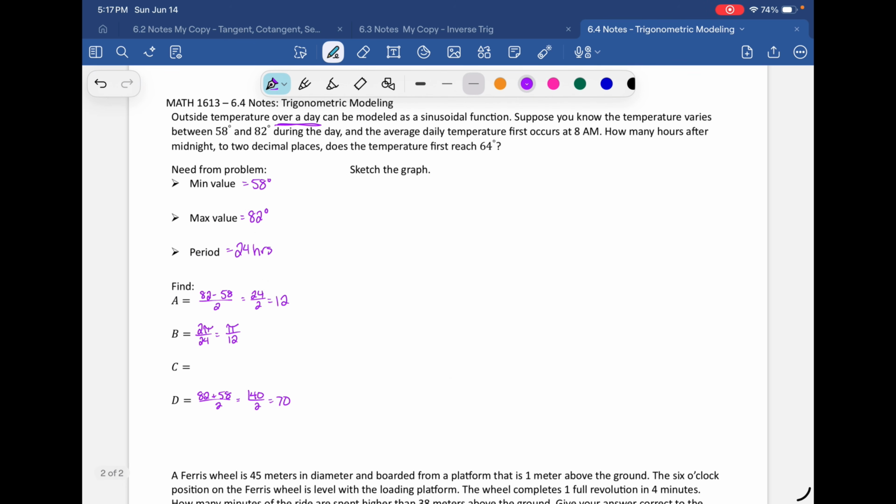All right, as I read through this problem, it says the average daily temperature first occurs at 8 a.m. The average daily temperature is the midline. So that is a mid. I'm going to sketch this graph.